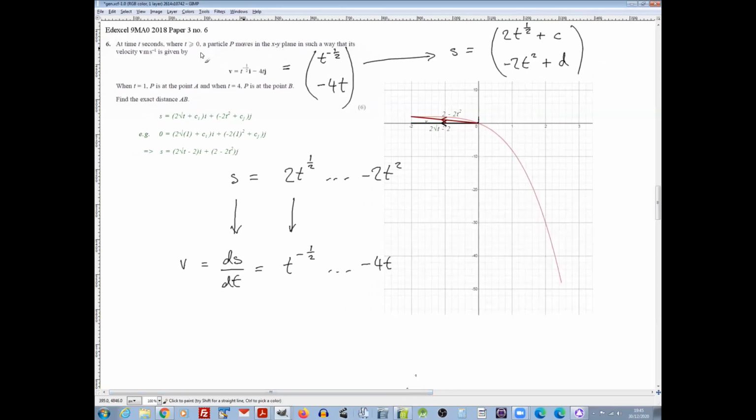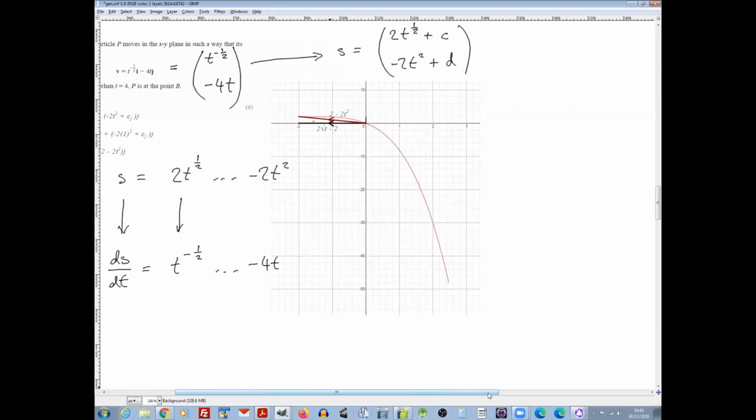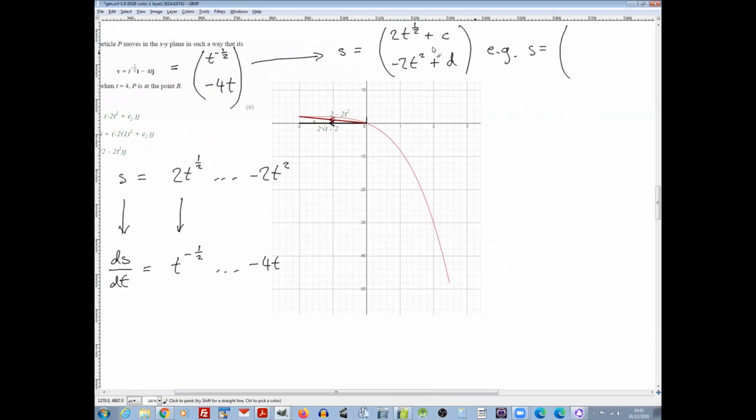But the particle moves in the xy plane. Well, when t is equal to 1, we could give an example of this: s equals, when t is 1, we'll have 2 plus c, won't we? Yes. And when t is 1, down here, what will we have?